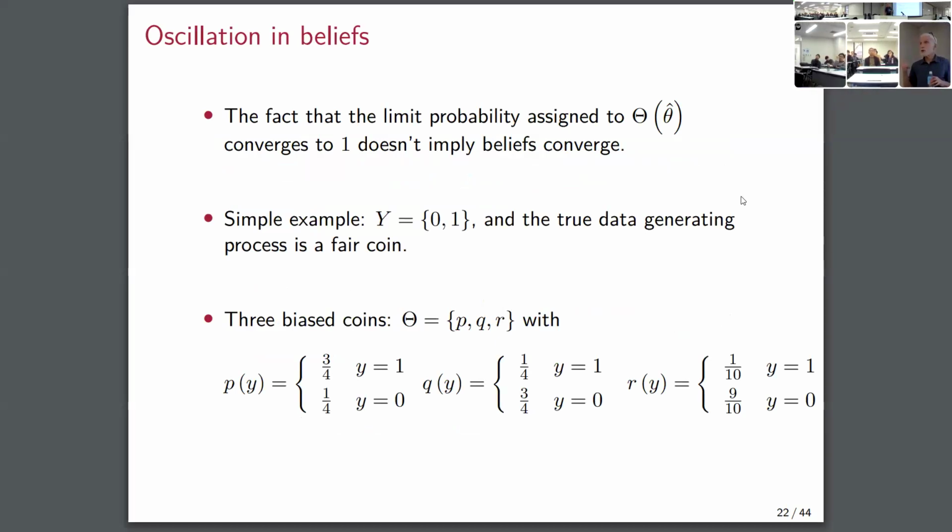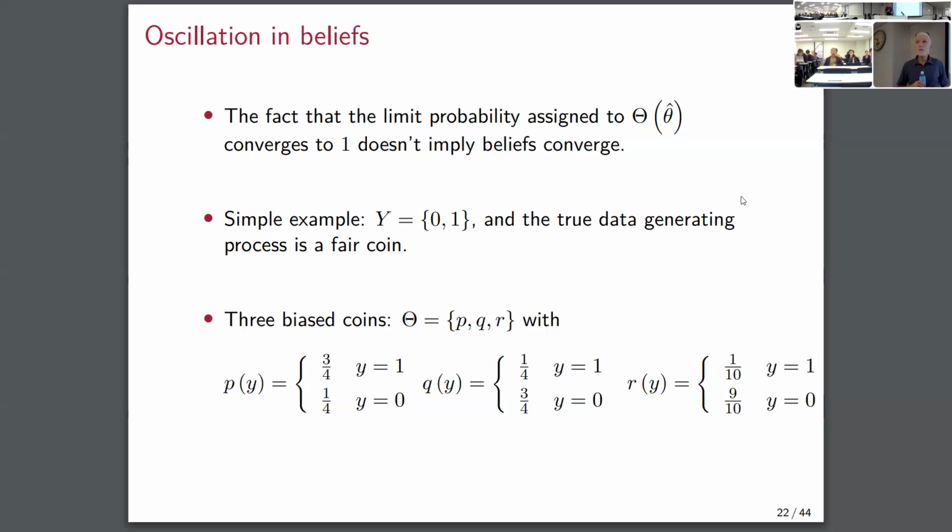Cool. Berk's theorem shows that beliefs converge to a set of KL minimizers. If there's only one KL minimizer, the beliefs converge to a point, and we're done. There could be multiple KL minimizers. You might hope that if there are two minimizers, beliefs converge to, say, two-thirds this one, one-third that one. That needn't happen. The beliefs can oscillate infinitely often.